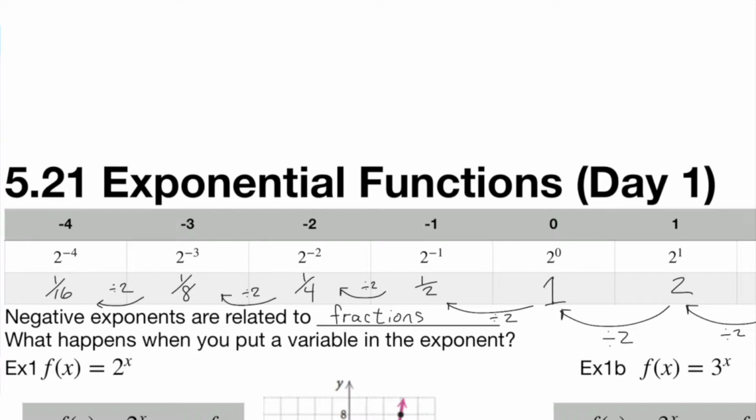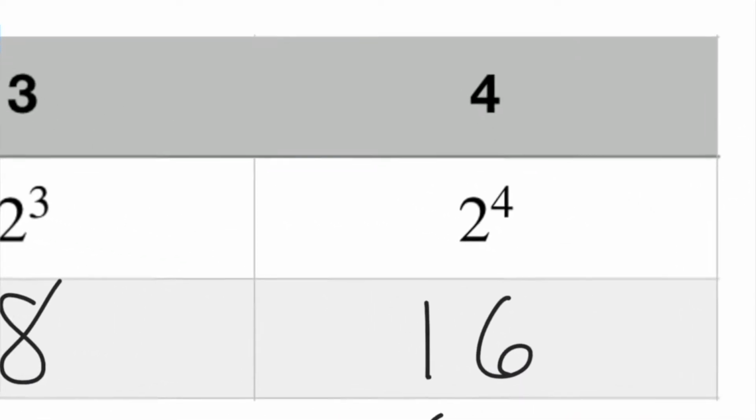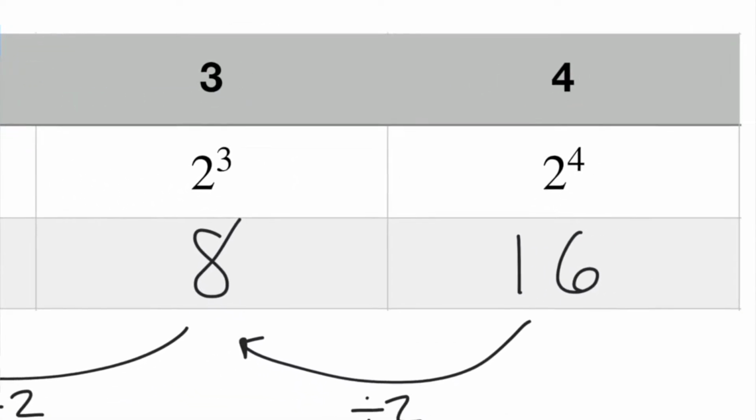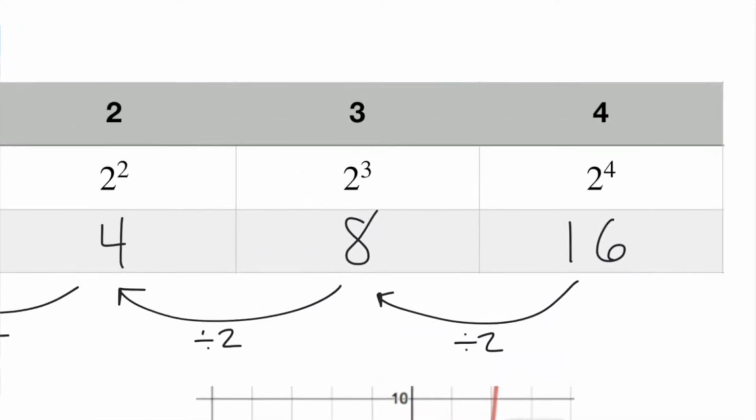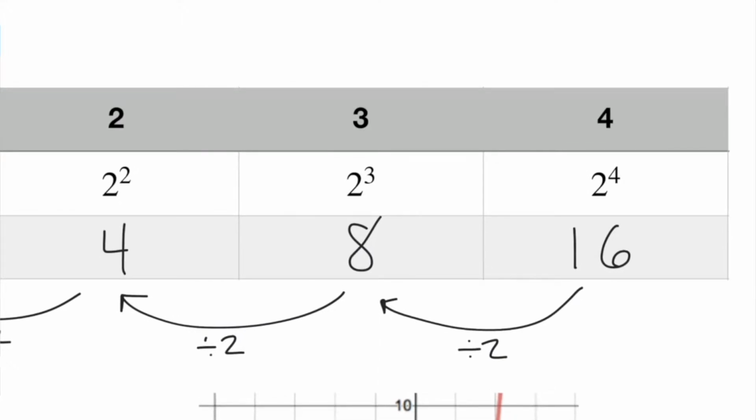Hey everybody, welcome to section 5.2, day 1 of exponential functions. Check this out, we've got a table here that's super important. I'm going to start over on this side. So we all know that 2 to the 4th is 16. That means 2 times 2 times 2 times 2, 2 times itself 4 times is 16. And if you go down to 2 to the 3rd, that's only 8. 2 times itself 3 times is 8. And then, of course, 2 squared is 4. 2 times 2 is 4.